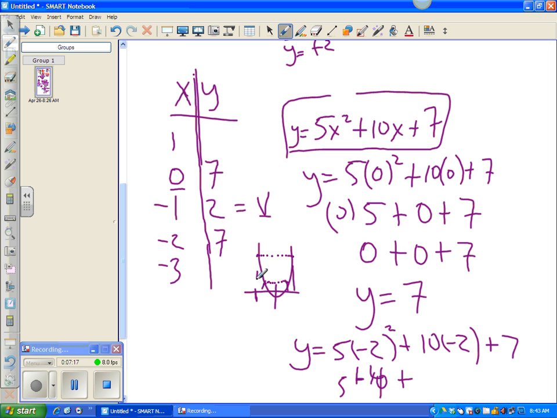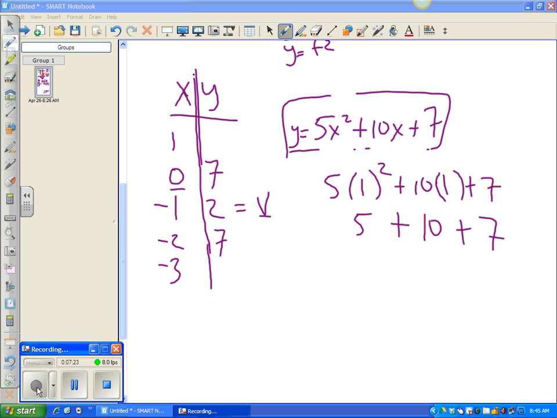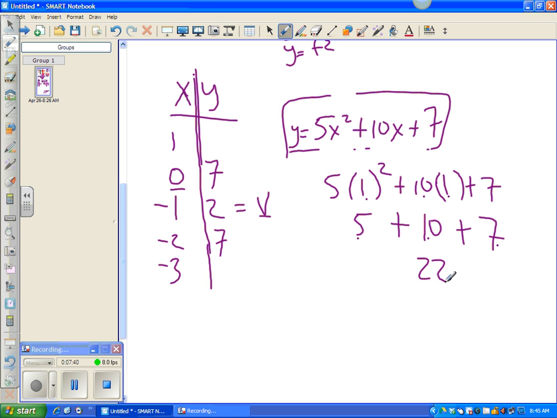I'm going to do one more, which I'm going to do 1 into this formula. Hopefully I won't make any more math errors. Here I am trying to speed up this video a little bit. So 1 squared is 1, times 5 is 5. 1 times 10 is 10. 7, just bring it down. 5 plus 10 is 15, plus 7 is 22, and in this case, 1 gives 22.